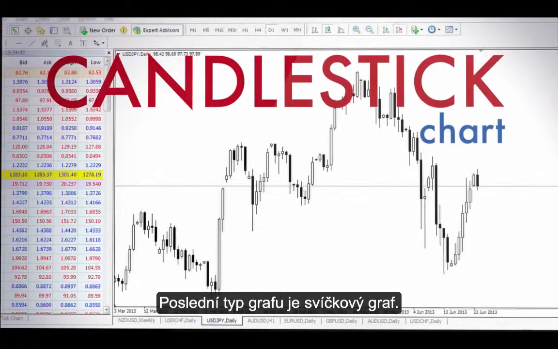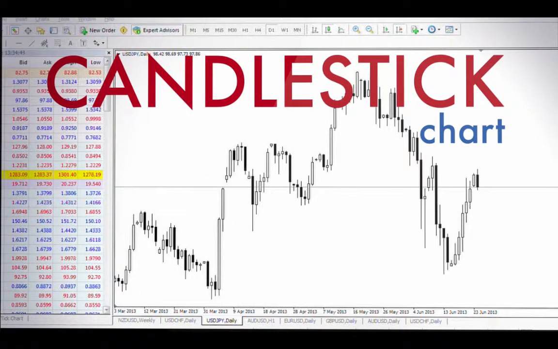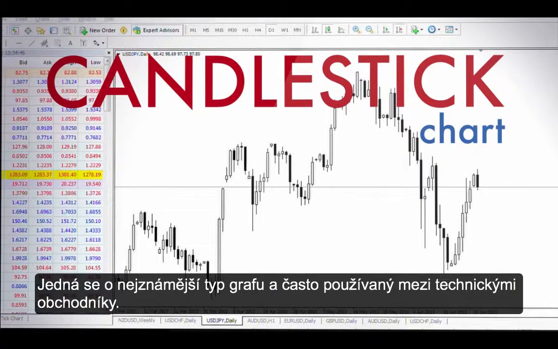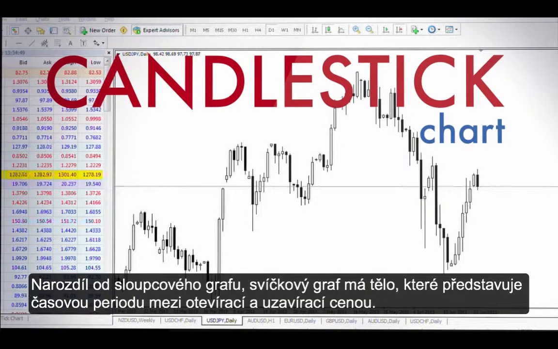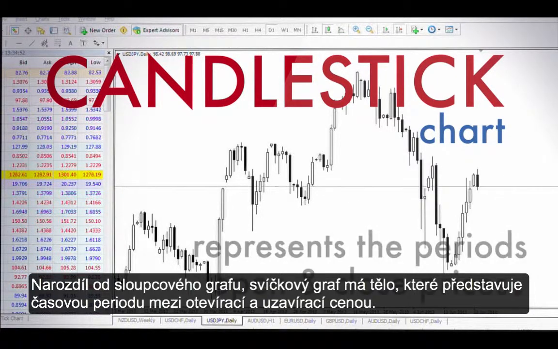The last type of chart is the candlestick chart. This is the most famous type of chart and frequently used by technical traders. Unlike a bar chart, the candlestick chart has a body that represents the period's open and close prices.